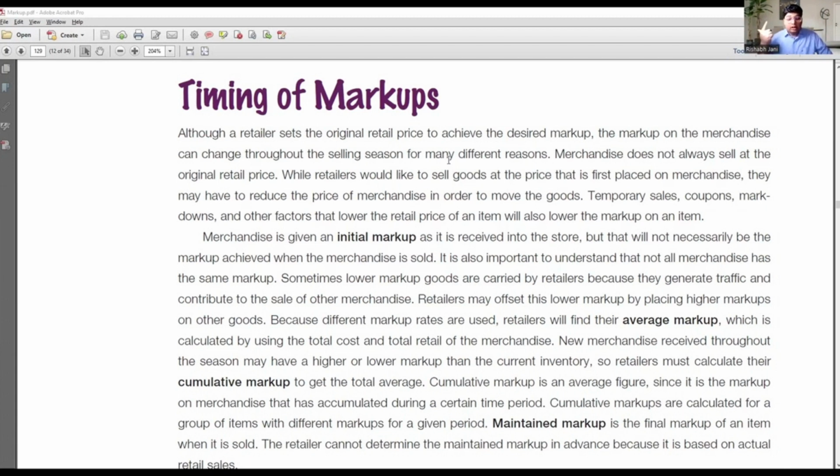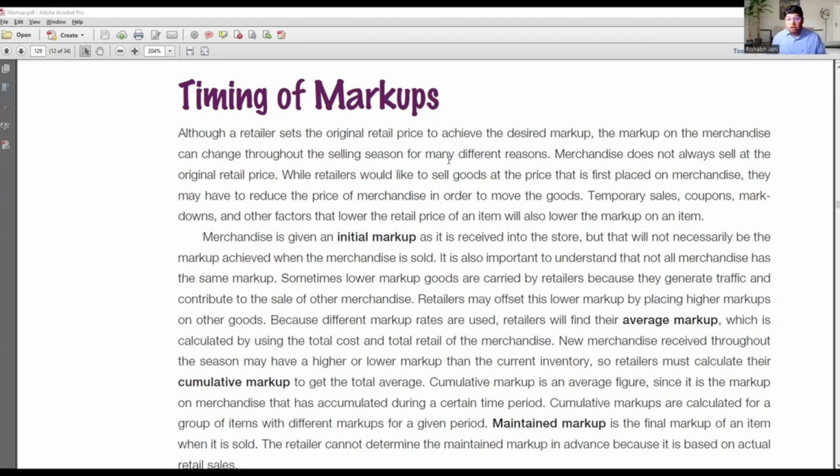The second one we're going to consider is average markup. We're going to look at average markup and consider it over various different scenarios, especially over a group of products. Or let's say you make a purchase from a vendor of many different types of products, and then you want to see what the average markup of that group of products is. Well, that's the second one, which is average markup.